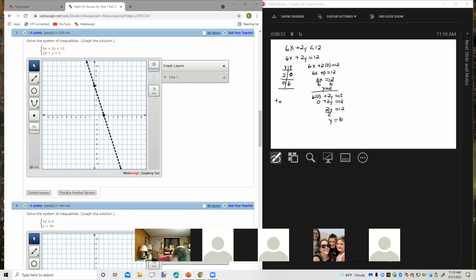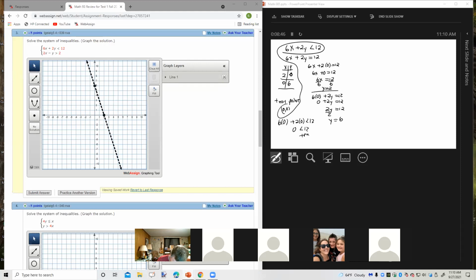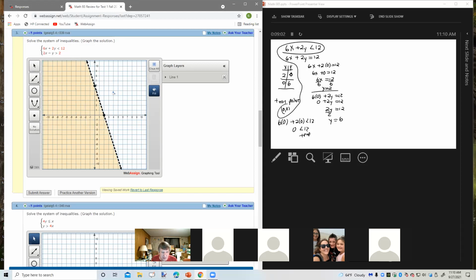So test point 0, 0. I'm going to put that in here. 6 times 0 plus 2 times 0 less than 12. 0 less than 12, that's true. So we're going to fill in there. So that is the solution to the first inequality. If that was all that we had, 6x plus 2y less than 12, we would be done. But we're not. We have a second inequality.